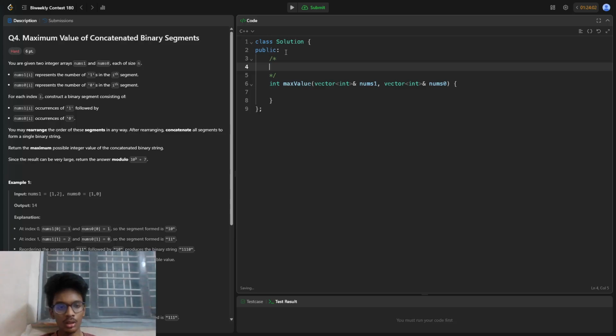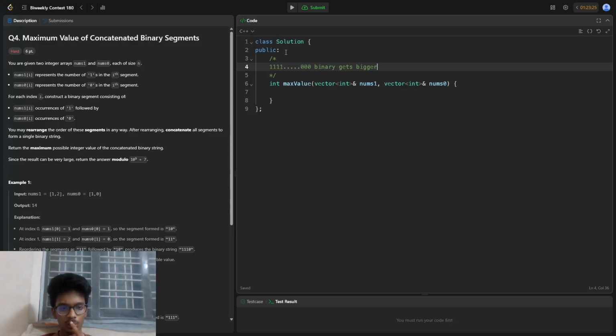There should be more number of ones, more ones towards the MSB, towards higher significant bit positions, followed by zeros. This is how a binary number gets bigger, right? So somehow, since we can rearrange it, we need to make sure that we are placing the ones towards the most significant side.